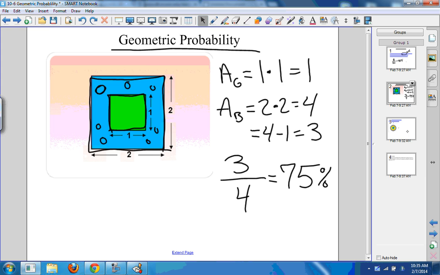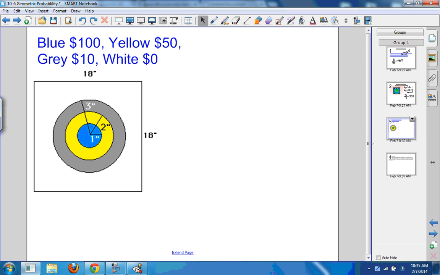All right. Here's another problem. I don't know how many of you guys are into playing darts. In my college days, I used to play a lot of darts. So here we have a game where you throw a dart at the board. If it lands in the blue, you get a bullseye and you win $100. The yellow, $50. The gray, $10, and the white, $0. So let's find the probability of each one.